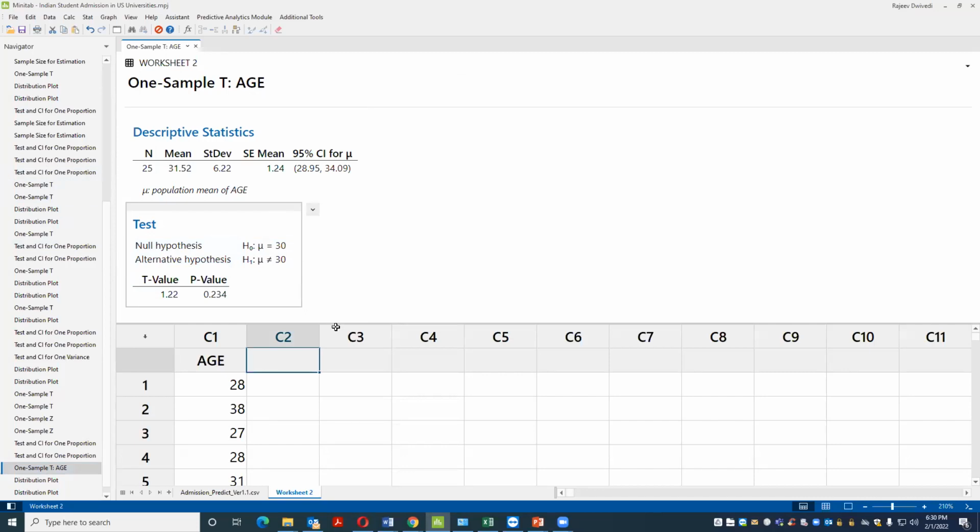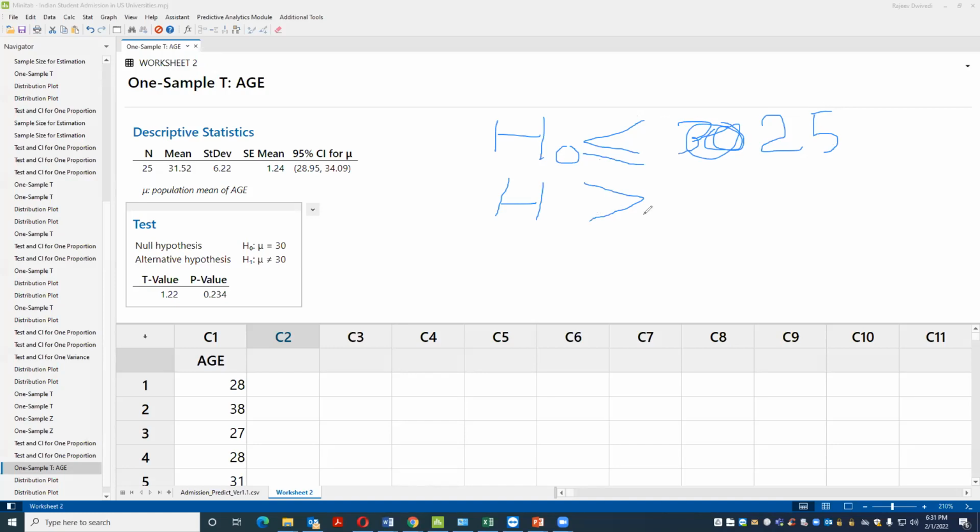Now I'm going to create one more hypothesis. The null hypothesis H0 is less than or equal to 30. Since that is proven, I take 25 instead. The null hypothesis says the average age of all students is less than or equal to 25, and the alternative is automatically more than 25. So let's take the same data and play with it.